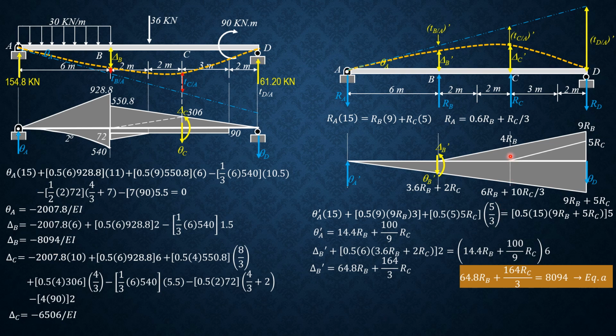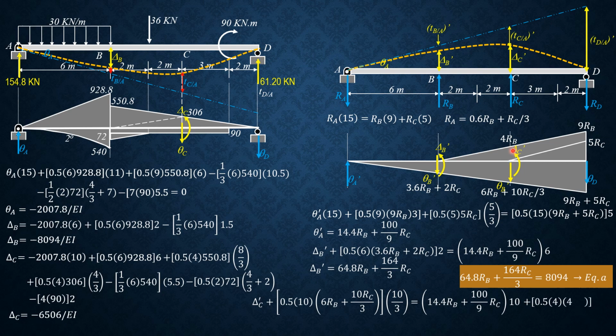Then let's have theta B, theta C prime and delta C prime. So delta C prime plus 1/2 of 10 times quantity 6 RB plus 10 R sub C over 3 times 10/3. We sum up moment here so that theta B prime is not involved. Then equals theta A prime times 10, then plus 1/2 or 0.5 of 4 times 4 RB times 1/3 of 4, so 4/3. Combining like terms again and simplifying, delta C prime equals 164 over 3 RB plus 500 over 9 RC, just like before. Then plus delta C equals 0.